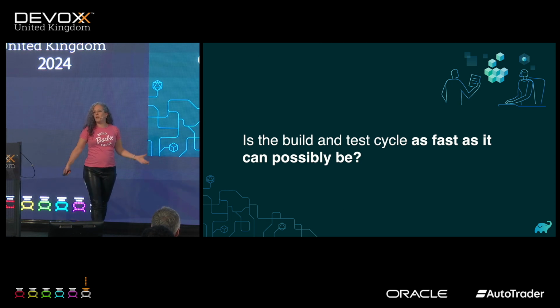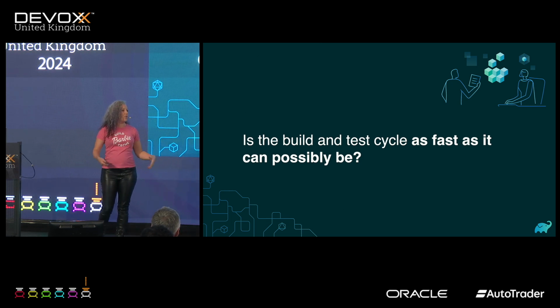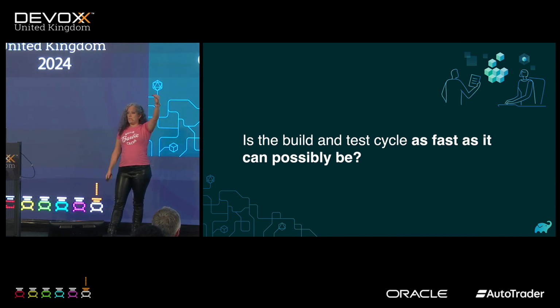Obviously, the answer is no, and obviously the answer is always going to be no, because there's always going to be improvements that you can make. But I think this is the goal we should be setting ourselves. What's the next set of improvements we can be making to our build and test cycle?